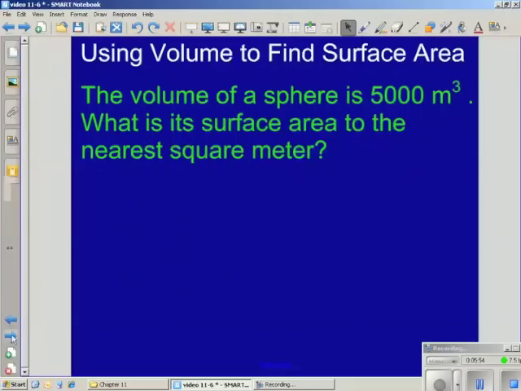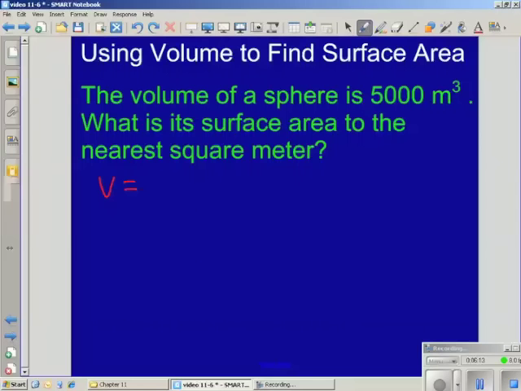Okay, our last question, using volume to find surface area. The volume of a sphere is 5,000 cubic meters. What is its surface area to the nearest square meter? Well, to find surface area, we need our radius. So let's solve for the radius first.